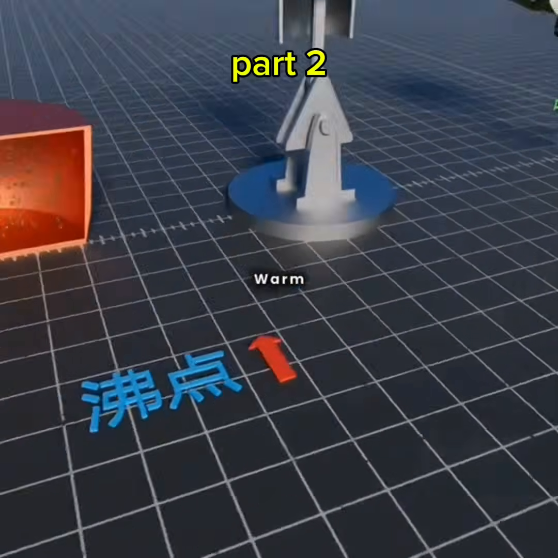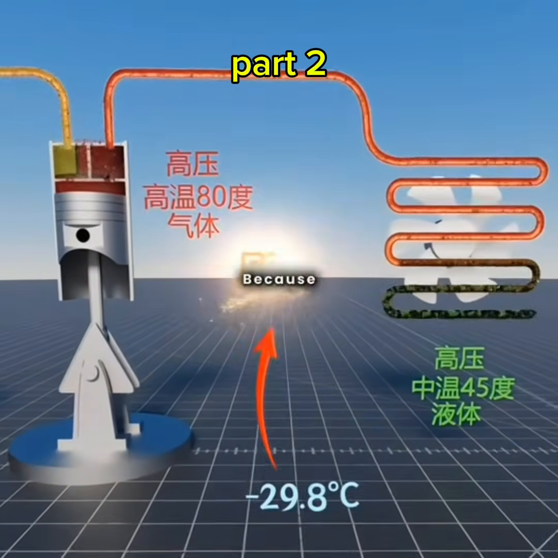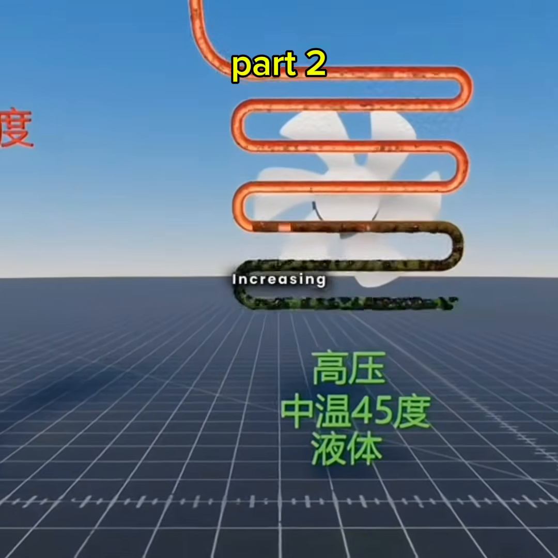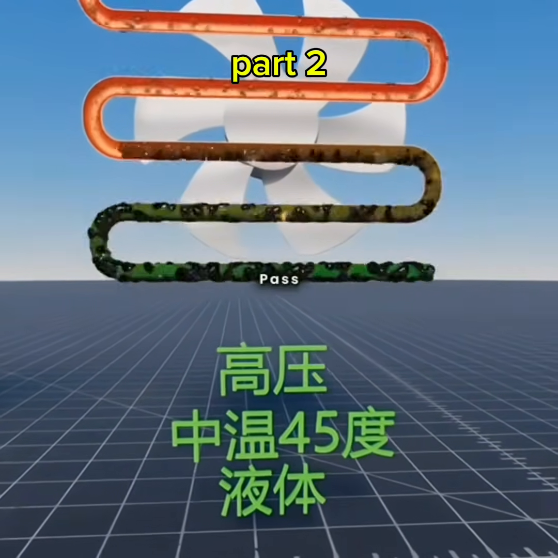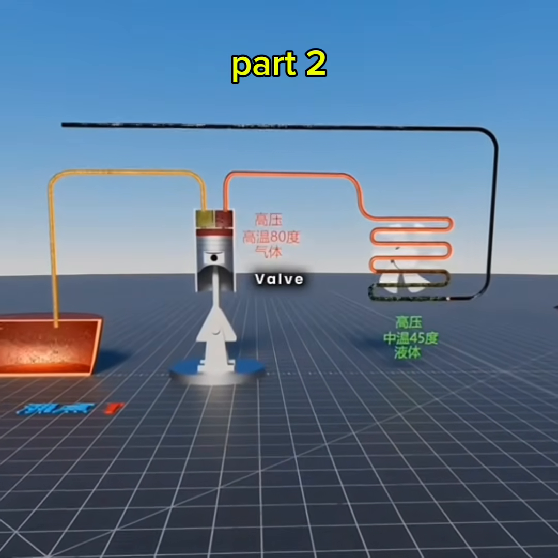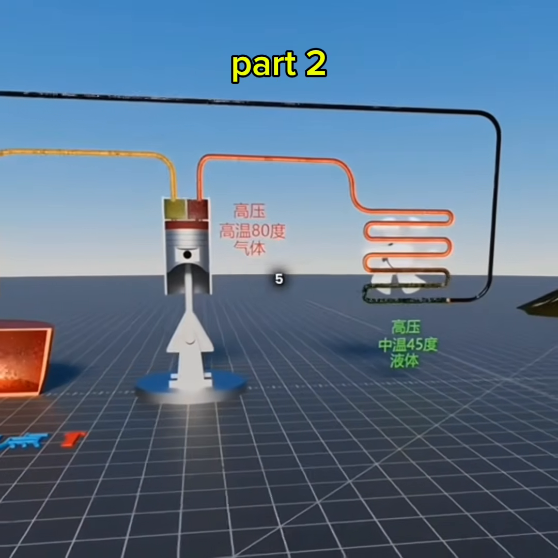Now you have warm, high-pressure liquid refrigerant. But sending it directly back indoors won't work because it is still warmer than room temperature. Then you have another brilliant idea. If increasing pressure raises the boiling point, lowering the pressure should lower it. So you pass the liquid refrigerant through a very narrow tube called an expansion valve. As the pressure suddenly drops, the refrigerant's boiling point falls to around 5 degrees Celsius.